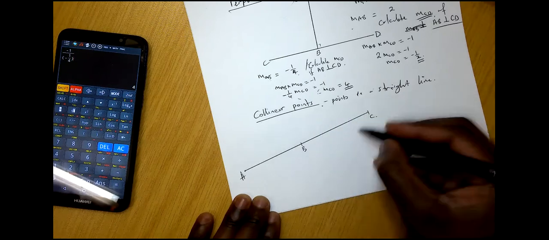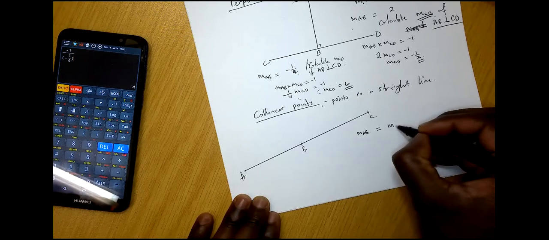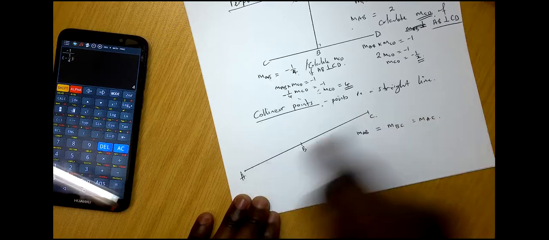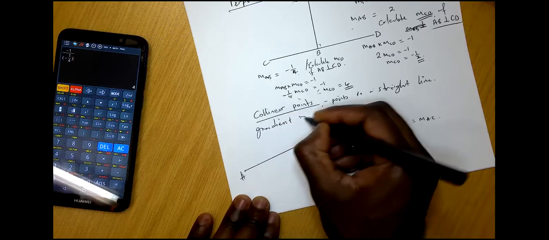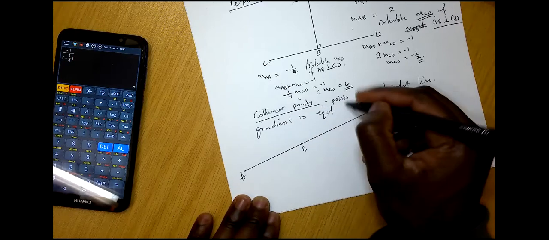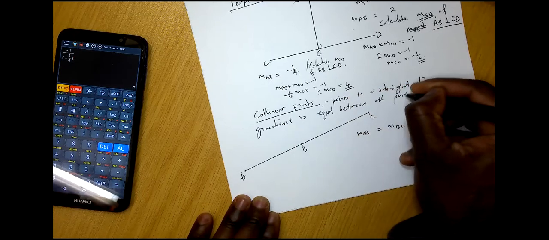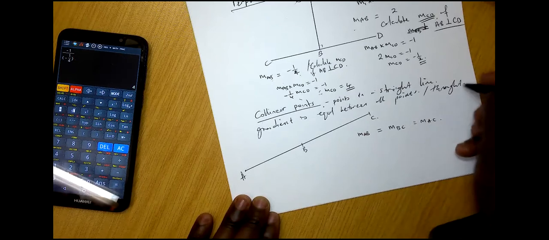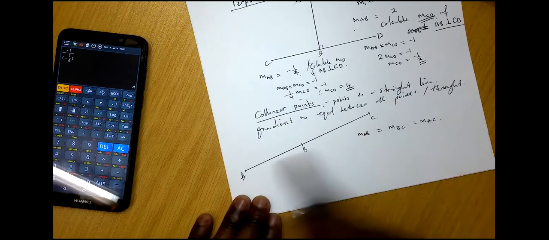We must know that MAB is equal to MBC is equal to MAC. So the gradient is equal throughout the line. Okay, that's what you must understand. So the gradient is actually equal throughout the line.